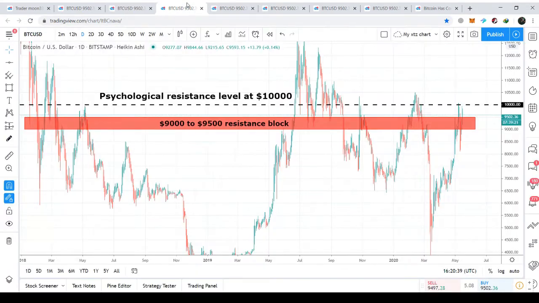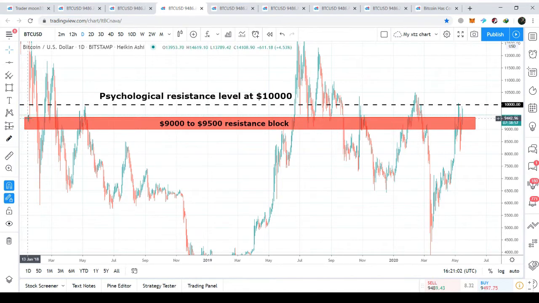There are so many examples in the past history I can show you, but these two examples are sufficient. Now let's move to the next chart, which is also a daily chart, and we have already discussed in my previous videos that this is the strongest resistance block and support block for the price action of Bitcoin since January 2018, from $9,000 up to $9,500.